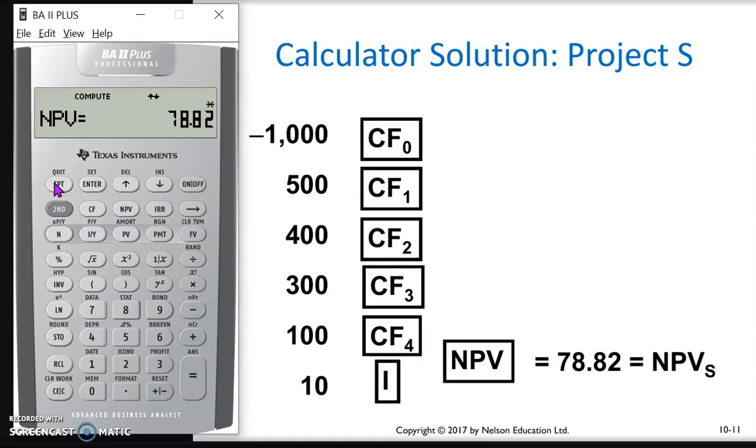which gives me the NPV of 78.82. So the net present value for this project is a positive 78.82. The rule with respect to the NPV is to accept positive NPV projects.